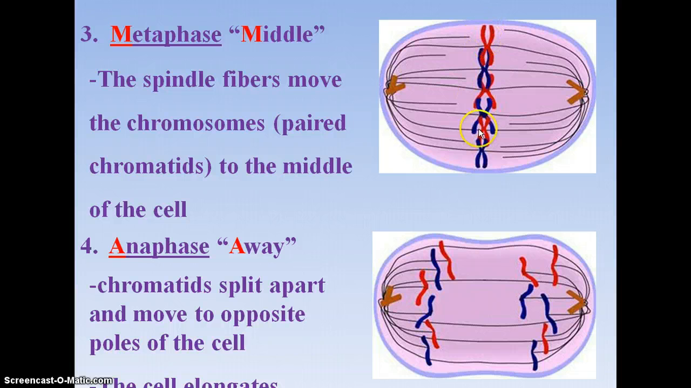So meta, middle. Anaphase, those chromosomes get split, one side of the chromosomes move to the left, the other side of the chromosomes move to the right. So anaphase is away.